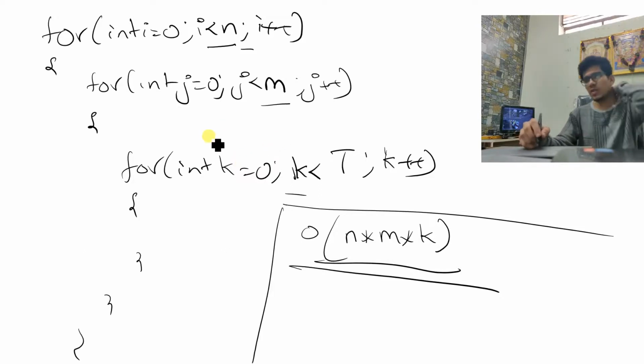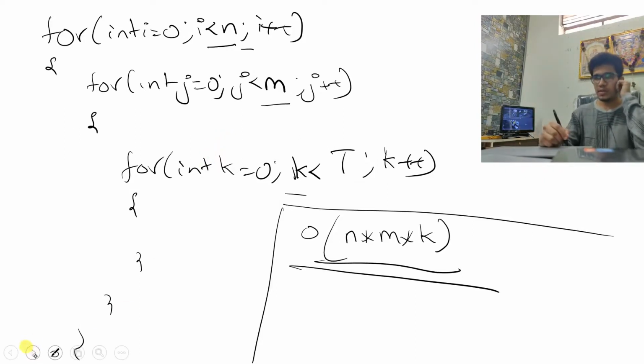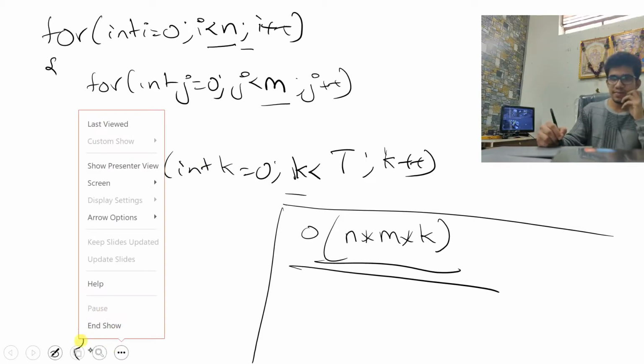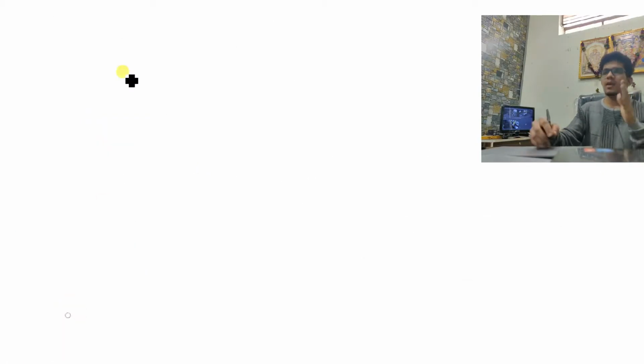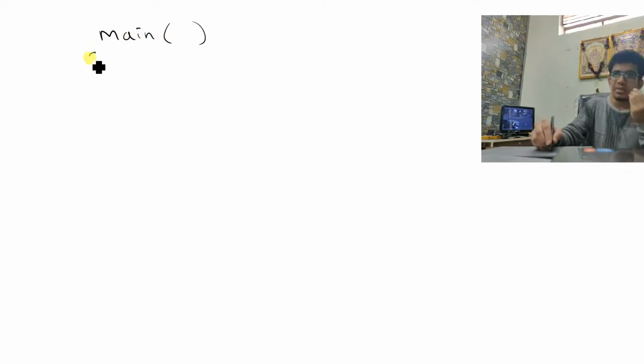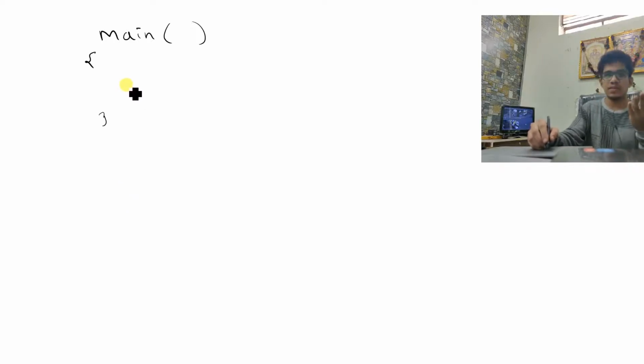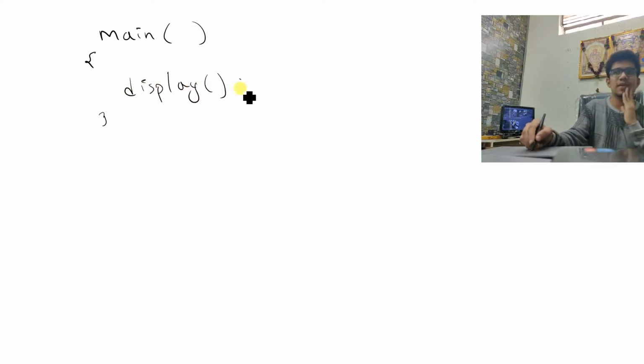Now I want to give you a small overview of space complexity also, but it is not that important in programming, but I would like to tell you. So let's clear this. Imagine I have a main method, and this main method is calling a method called display.